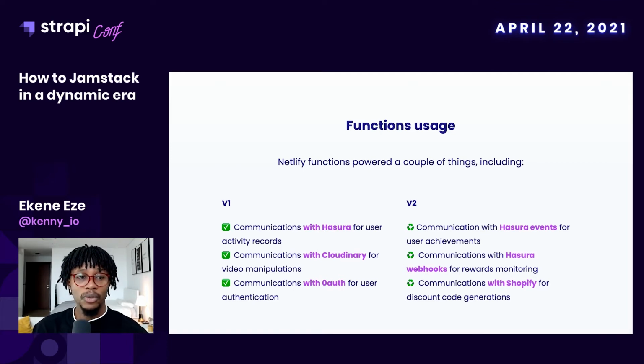And one of those is communicating with Hasura events for user achievements, because we want to reward users for their achievements, right? So when you finish watching a mission, you get an achievement, and we want to store it somewhere, and we want to do something when you get an achievement, and we're using Netlify functions to communicate with Hasura events for that. Secondly, we will communicate with Hasura webhooks for rewarding and also for monitoring.